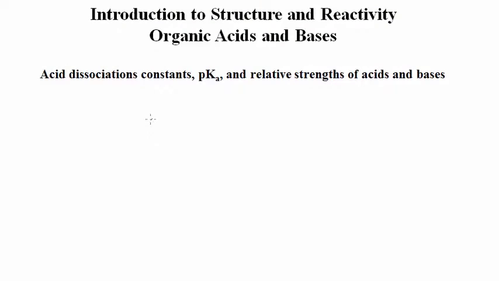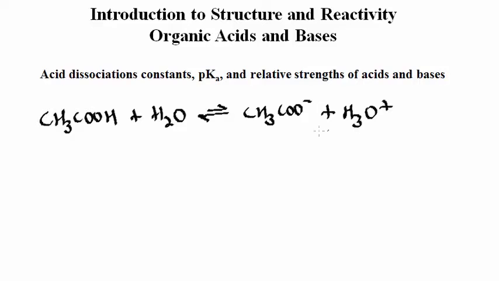Okay, so let's move on to acid dissociation constants, pKa, and relative strengths of acids and bases. Any quantitative measure of the acidity of organic acids or bases involves measuring the equilibrium concentrations of the various components in an acid-base equilibrium. The strength of an acid is then expressed by an equilibrium constant. So let's consider the familiar dissociation of acetic acid in water to form the acetate ion and hydronium ion, H3O+.